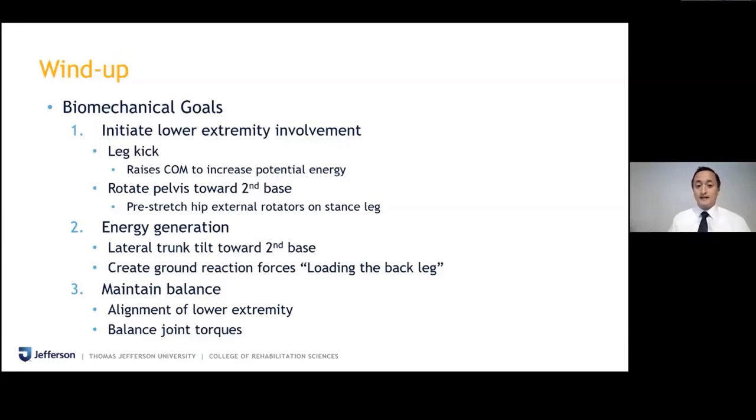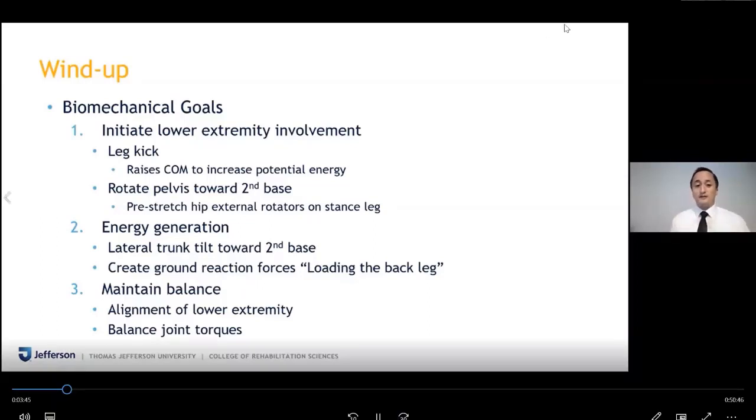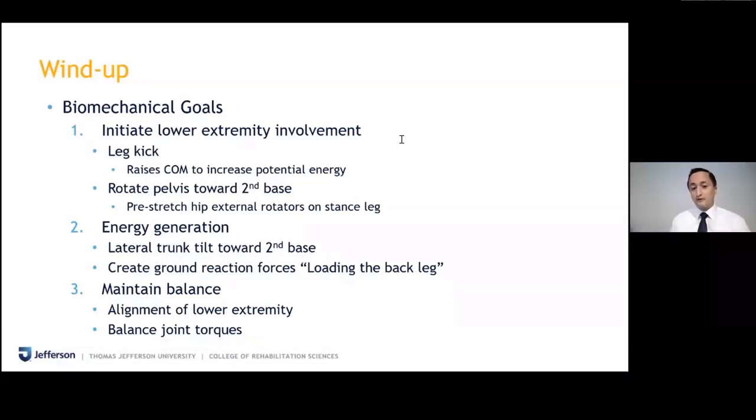And then last is maintaining balance, which is very, very important, and baseball players have a lot of issues with it. We want to align that lower extremity so we're in a nice balanced position. We want to have all of our joint works balanced, so we're not trying to make a lot of corrections to keep ourselves upright. We want that nice balanced position without a whole lot of muscular influence.